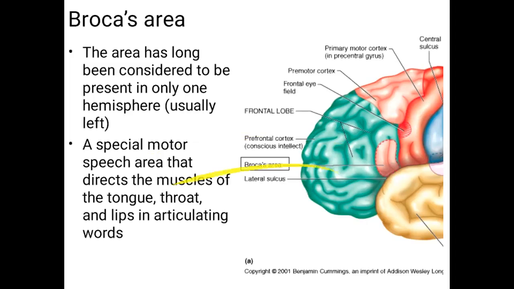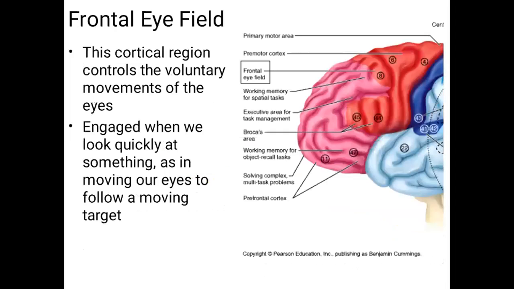Frontal eye field area. This frontal eye field area is generally present in the middle frontal gyrus, anterior to area number 6. What is the function of this? Stimulation of this frontal eye field area causes conjugate deviation of the eyes to the opposite side. You can see here the descending pathway from the motor cortex.